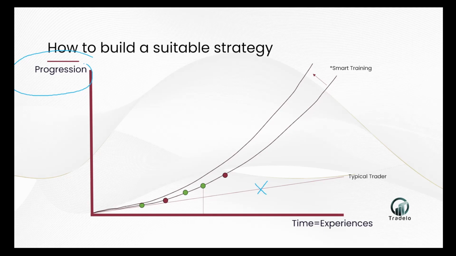Now, what I like to compare this to is a marathon runner. Okay, imagine a marathon runner who goes out for a run every day. And he runs at the same speed every day, and he does the exact same distance every day, Monday to Friday. Okay, that's what we call the typical trader. They do the same thing every day at the same speed and the same distance.